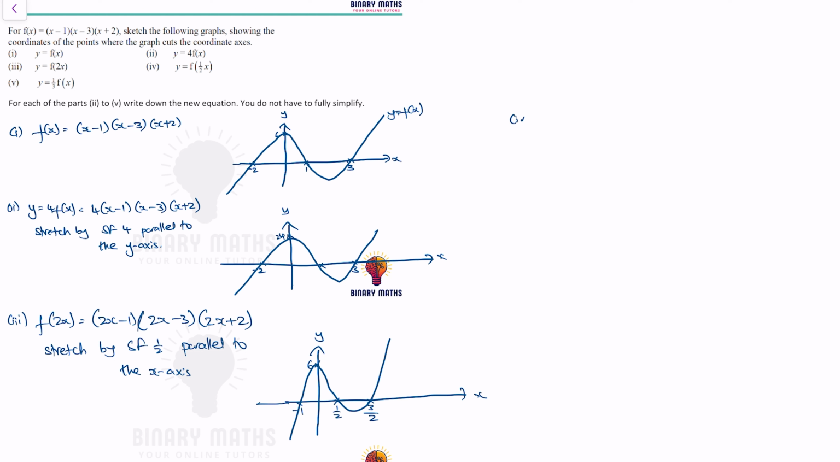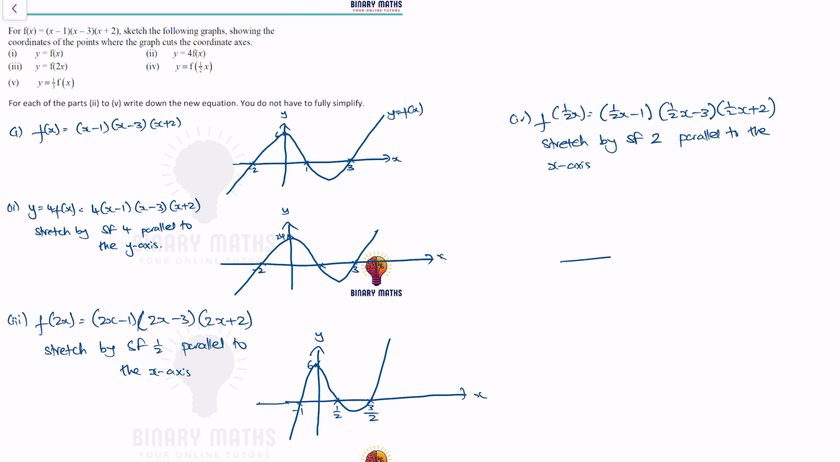4. f of a half x. Everywhere we have an x in the original, we replace it with a half x. So we've got half x minus 1 times half x minus 3 times half x plus 2. Okay, so this is a stretch because it's inside the bracket. The reciprocal of a half is 2. So by scale factor 2, parallel to the x-axis.